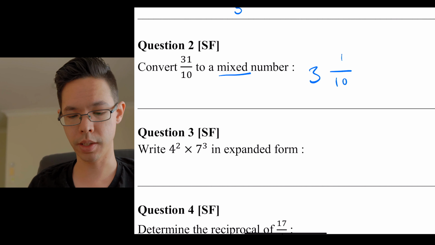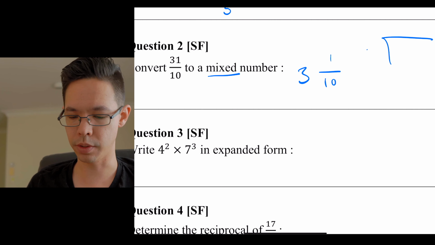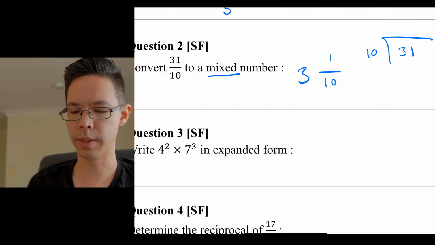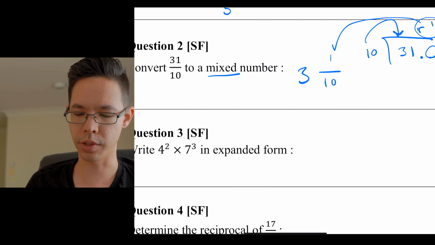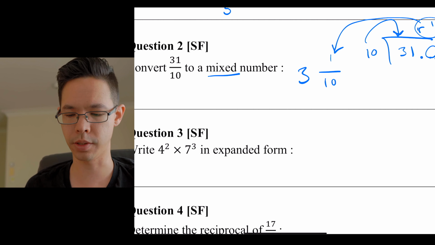Another way of doing this is to do a little short division. So 10 into 31, see how many times you can fit that in there. And before you go to decimals, you're actually just going to leave it as a remainder. So a remainder of 1, and that remainder 1 goes and stays there in the numerator. That's how you can solve these ones.